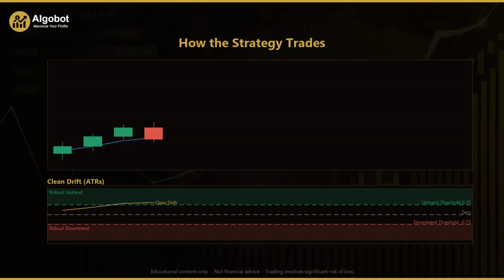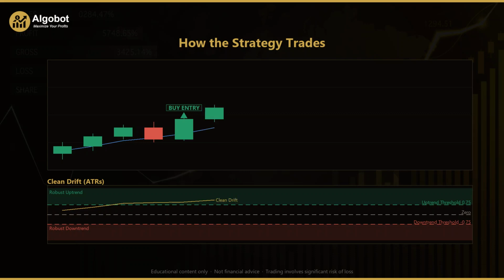Watch the opening candles. Price steps higher, one modest bar after another, and notice what the drift is doing underneath. It climbs steadily and, by the third candle, pushes above the green uptrend threshold. That's the strategy confirming a robust uptrend, built from many ordinary bars leaning the same way rather than one dramatic spike. Now the fourth candle pulls back.